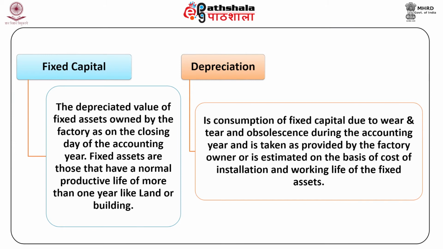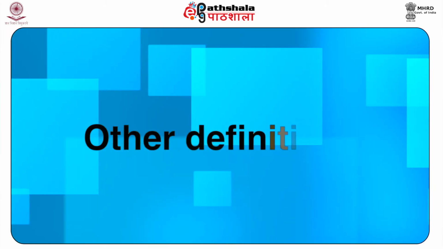Some other definitions like physical working capital, productive capital, gross value of plant and machinery, wages, salaries, workmen, employees, gross emoluments, total input, total output, net value added. For this you can know in the next section.